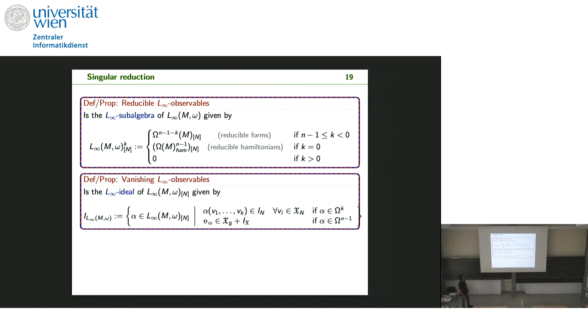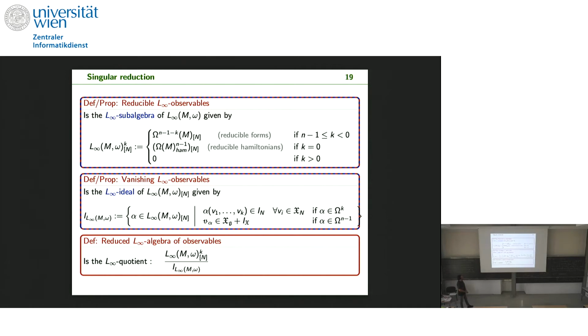And similarly, you can construct an L-infinity ideal of vanishing observables. The key result was, I mean, we gave a recipe to construct these two, and the result was to prove that this was an ideal in some sense, an L-infinity ideal in the simplest sense. This is an L-infinity subalgebra. And out of these two data it is automatic to say that you can take the quotient, which is an L-infinity algebra. So this is our notion of singular reduction of observables.